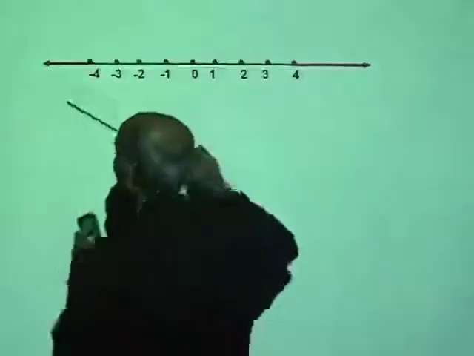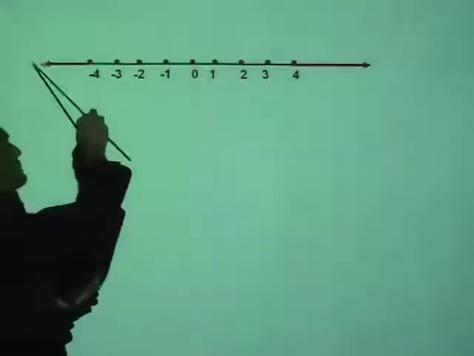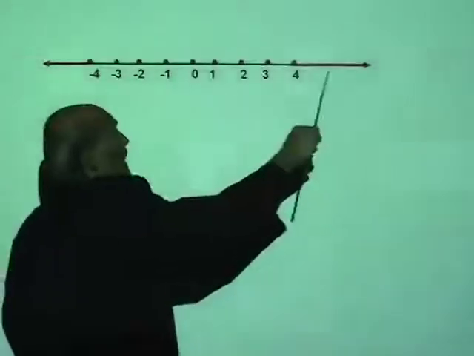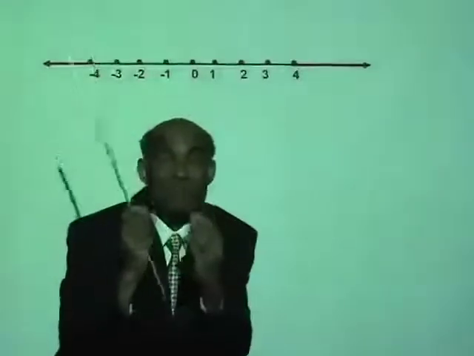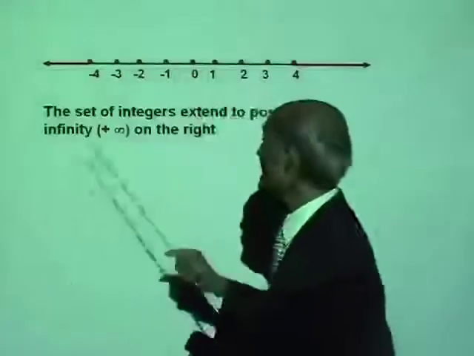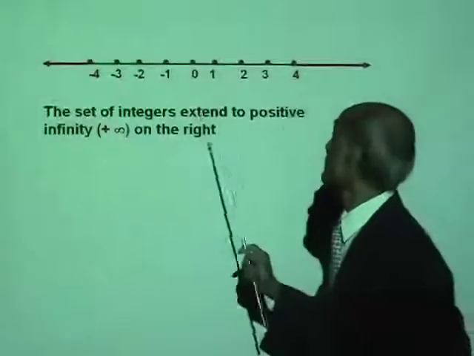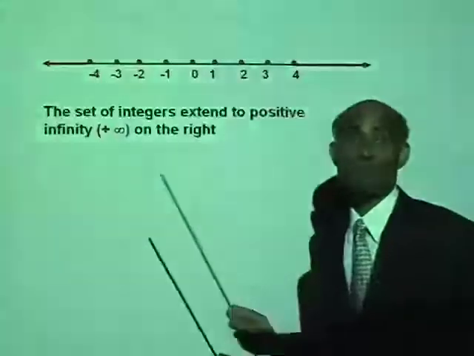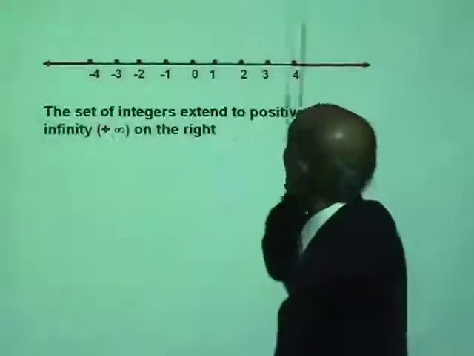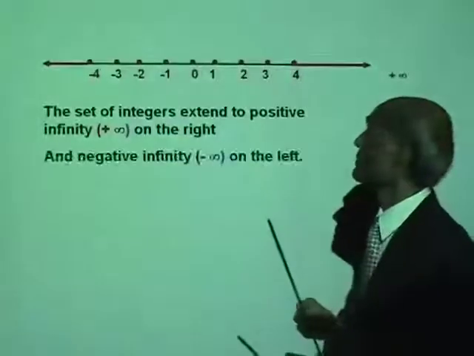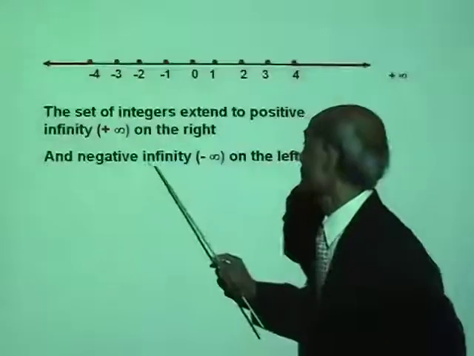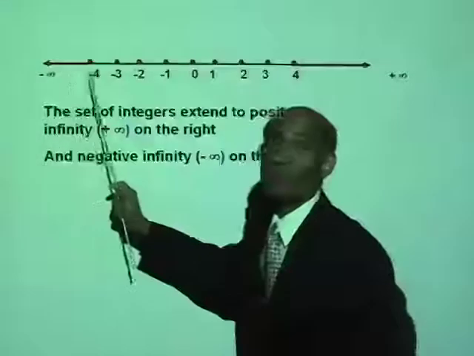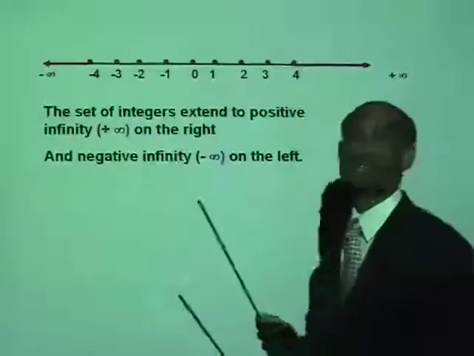Now look at the set of integers. Where is the starting point for the set of integers? -infinity on the left, all the way to positive infinity. And all these are discrete numbers, nothing in between. Alright, the set of integers extends to positive infinity on the right. It starts from -infinity and goes all the way to positive infinity. -infinity on the left and positive infinity on the right.